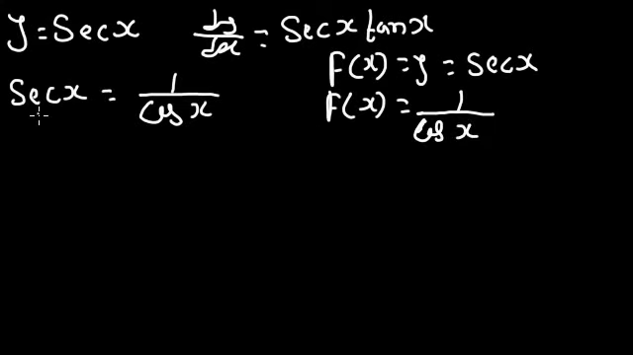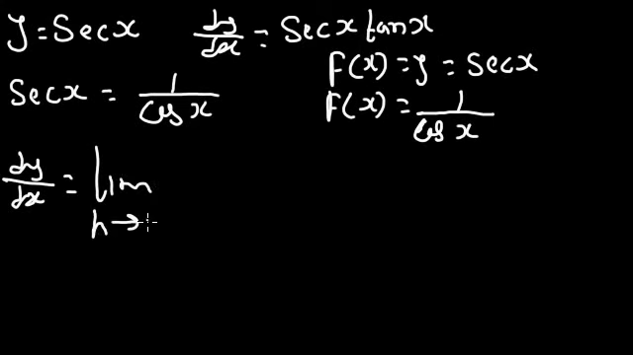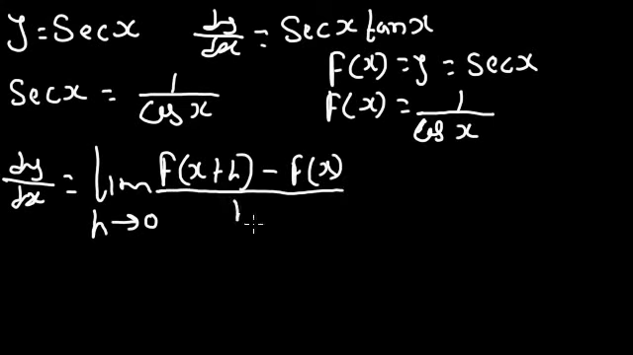Now, we will be considering using the definition of derivative, which is first principle, to prove this out. First principle says that for any function, its derivative, dy/dx, is simply equal to the limit as delta x, or change in x, or h, approaches 0 of f of x plus h minus f of x, all divided by h.